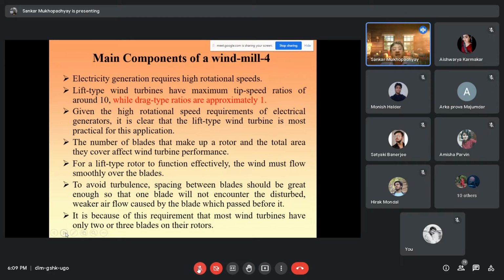Again, given the high rotational speed requirement of electrical generators, it is clear that lift type wind turbines are most practical for this application. The number of blades that make up a rotor and the total area they cover affect the wind performance. If the number of blades is increased, what happens really? Can anybody tell me?